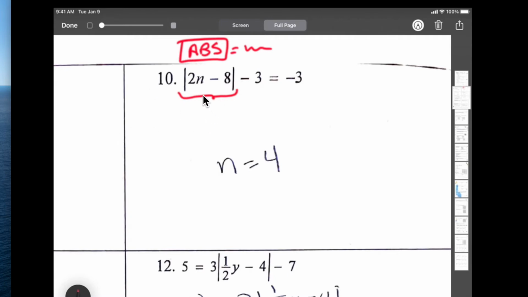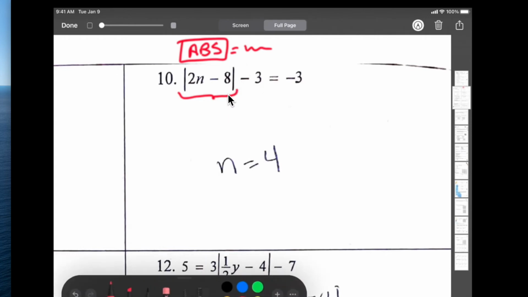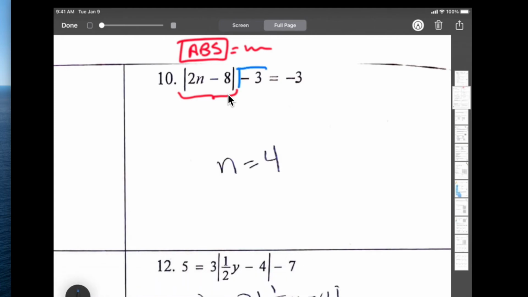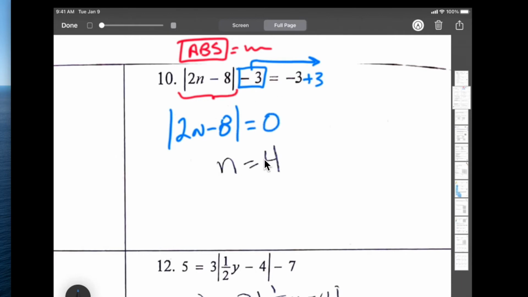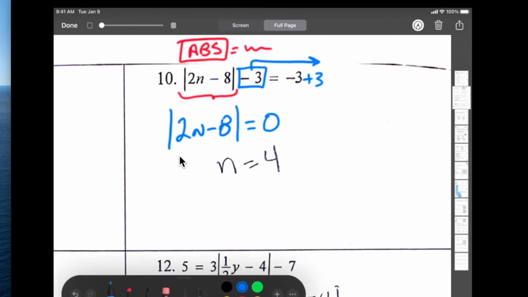So what's preventing us from this being by itself? This -3. So I'm going to take that -3 and move it to the opposite side of the equal sign. When I do that, I change the sign. It becomes a +3. We now have the absolute value of 2n minus 8 equals 0. Okay, so far so good. We can have absolute value equals 0. We just can't have it equal to a negative. Okay, what do we do here, folks?